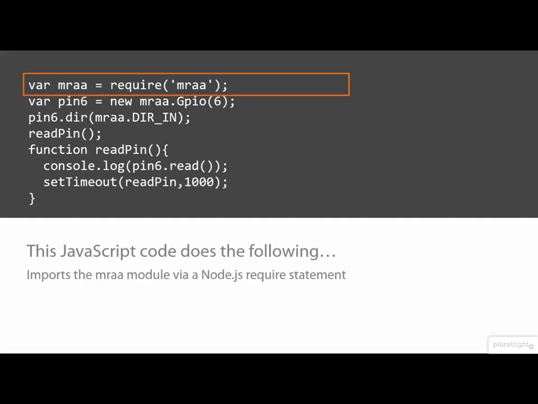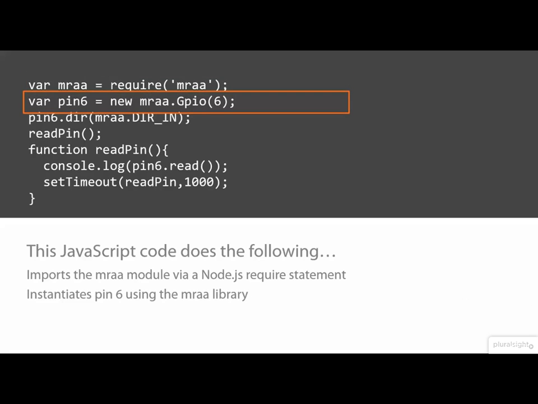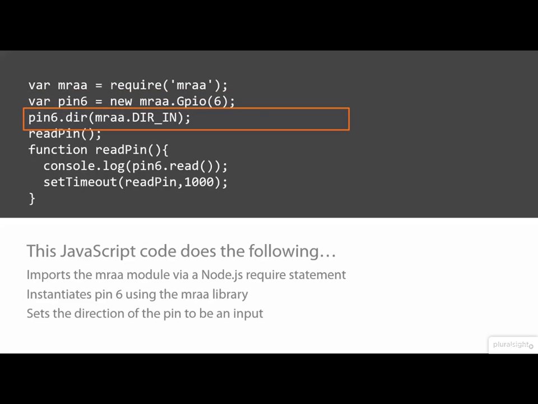First, we import the MRAA module using require. Now, if you're brand new to Node.js, you'll actually get pretty far just knowing this one concept. When you need a third-party module, you require it. Usually, when you require a module, you also have to install it using npm, but MRAA is already installed globally on the Edison, so you can get by with just this require statement. Next, we instantiate pin 6 using MRAA's GPIO function. Next, we set the direction for pin 6.